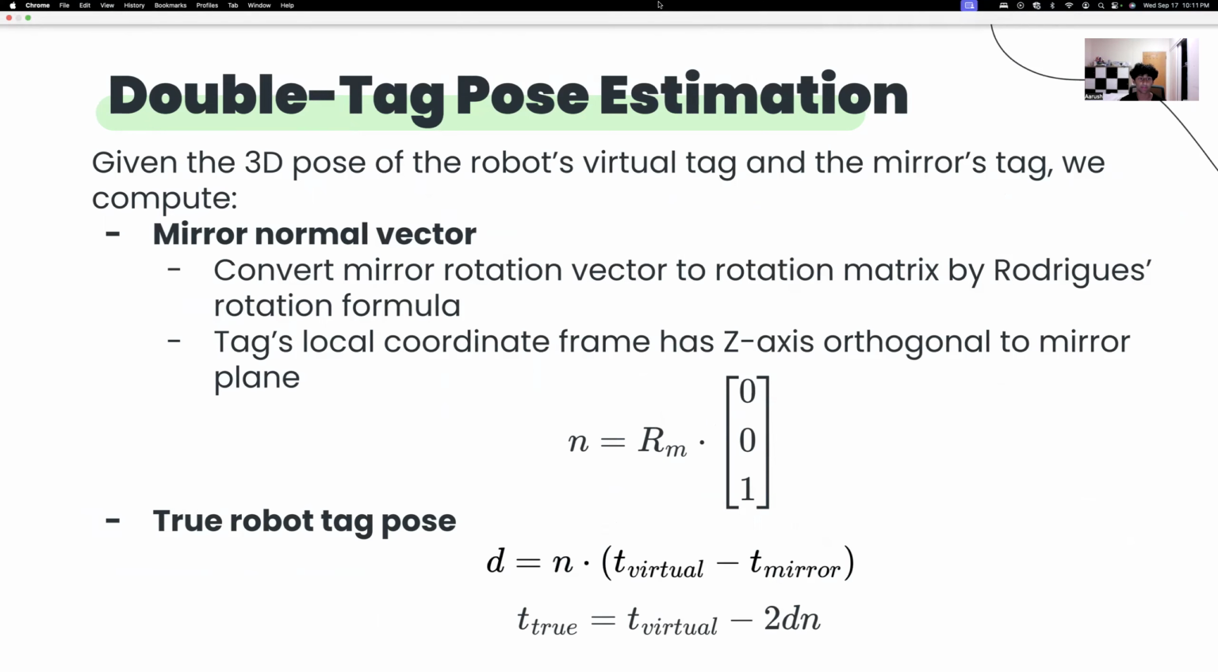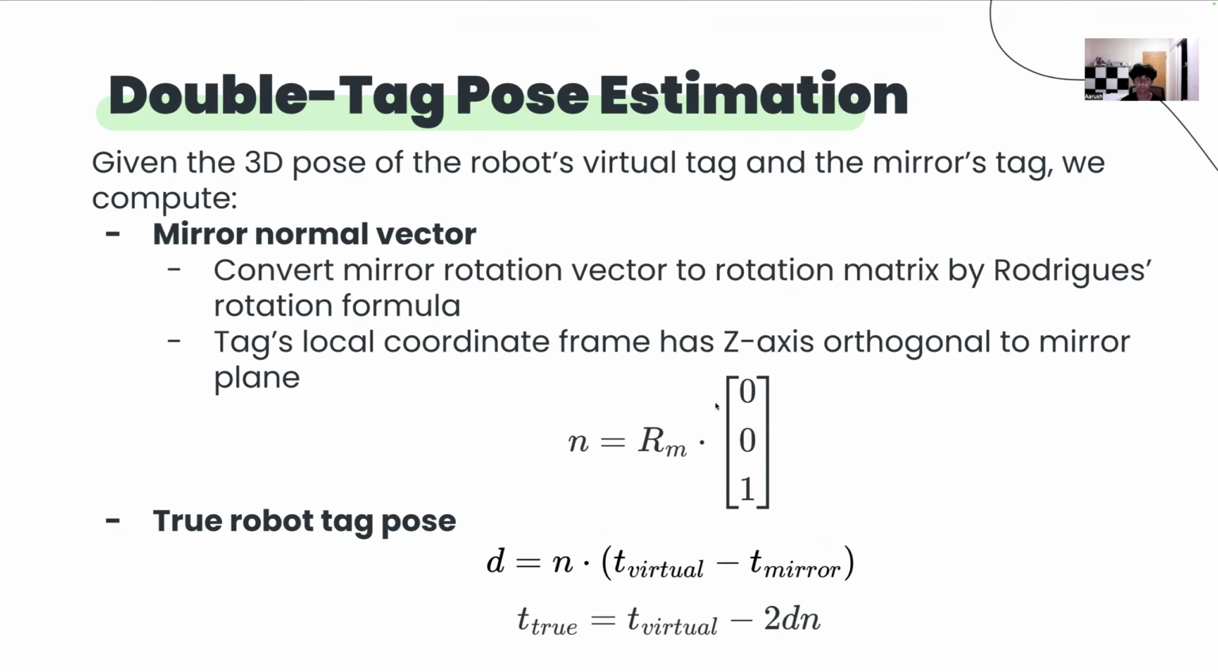First, start off with the easier one, which is double tag pose estimation. So if we're given the 3D position of a robot's virtual tag and the mirror's tag, we compute the mirror normal vector, which is what we get using this math formula, or we convert the mirror rotation vector to a rotation matrix by the Rodrigues rotation formula shown here. And we also use the tag's local coordinate frame. The tag's local coordinate has the z-axis orthogonal to the mirror plane, and we use this vector math to find the distance, and then we can use this to find the true robot's tag position.